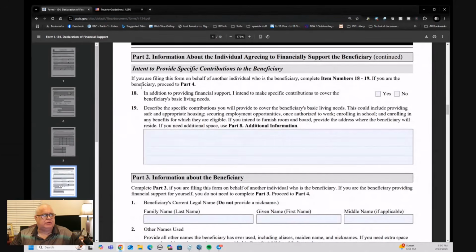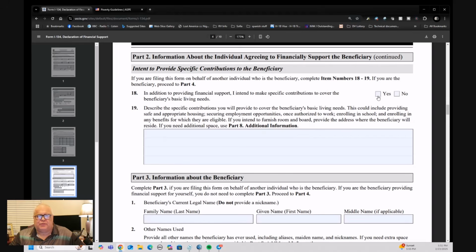Okay. Information, intend to provide specific contributions to the beneficiary. This version of the form is really helpful. The questions are a little bit more clear than they used to be. So question number 18 says, in addition to providing financial support, I intend to make specific contributions to cover the beneficiary's basic living needs, right? Well, you can say yes or no to that.